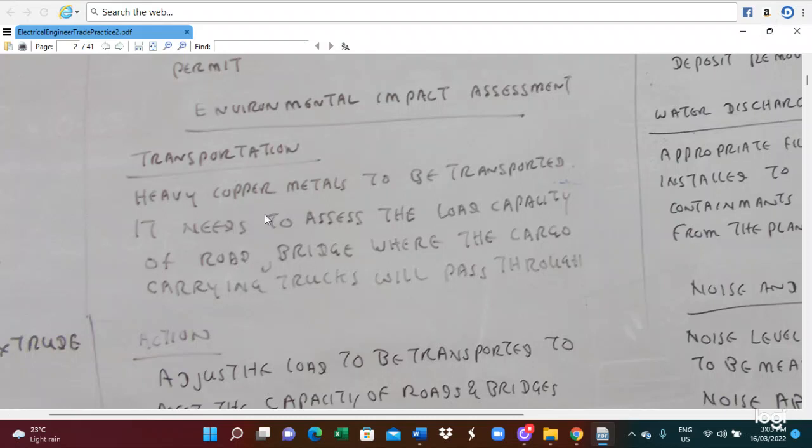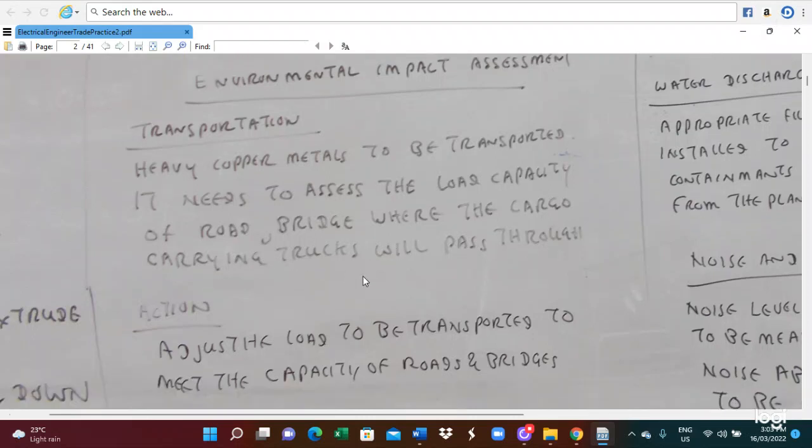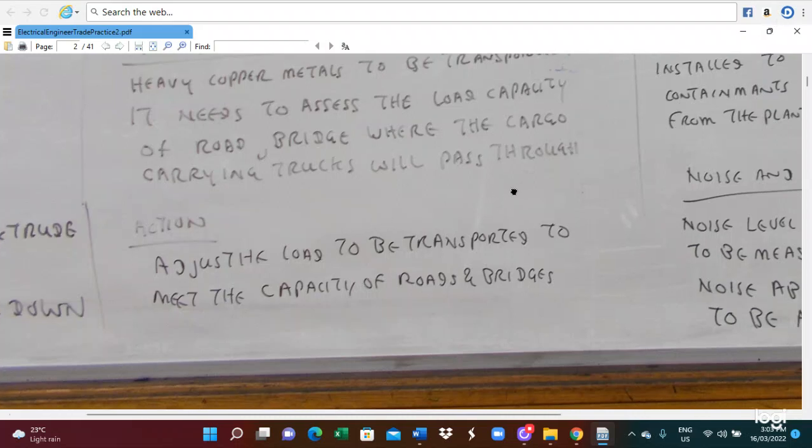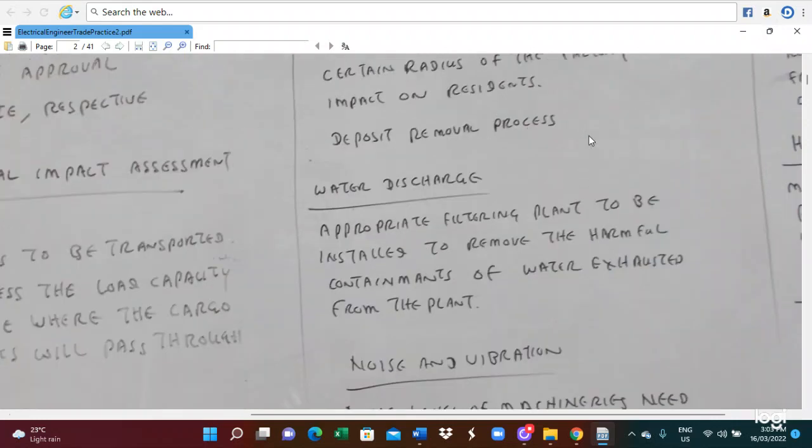In this case, we have to be concerned about transportation, because sometimes we have to transport heavy copper metal. It needs to assess the load capacity of the road and bridge where the cargo-carrying truck will pass through. In the meantime, we have to adjust the load to be transported to meet the capacity of the road and bridge. This is also an important aspect.